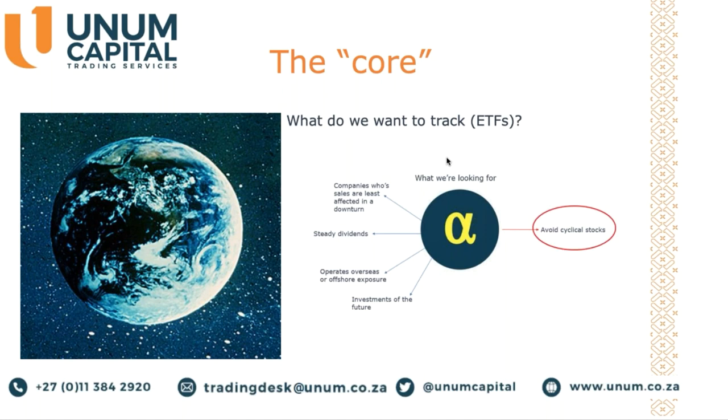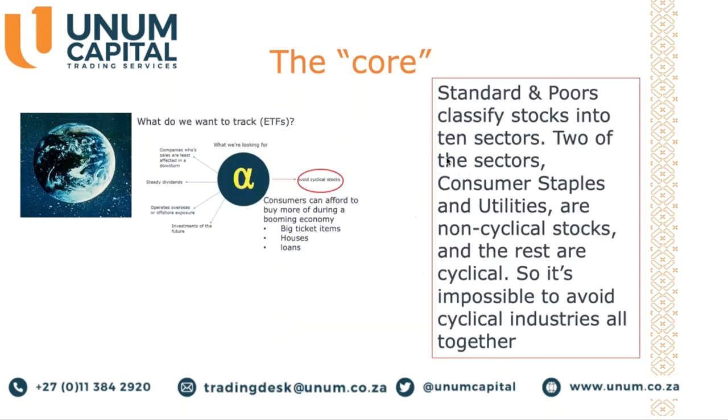But let's just explain, and this is not being condescending. I think very few people understand when they watch Bloomberg and they say, oh, no, you've got to get out of cyclicals. Because actually everything is cyclical. Standard & Poor's classifies stocks into 10 sectors. Consumer staples and utilities in the U.S. are the only non-cyclical stocks. The rest are cyclical, so it's almost impossible not to be involved in some kind of cyclical stock.